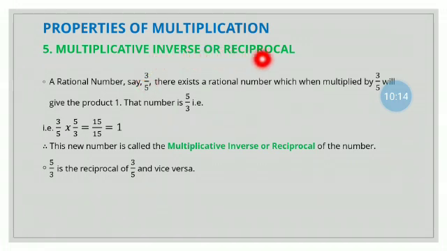Multiplicative inverse or reciprocal. For a rational number, say 3 upon 5, there exists a rational number which when multiplied by 3 upon 5 will give the product 1. That number is 5 upon 3. So what do we mean by reciprocal or multiplicative inverse? The reciprocal of 3 upon 5 is 5 upon 3. So when we multiply 3 upon 5 with 5 upon 3, we get 3 fives are 15 upon 5 into 3, that is also 15. So 15 upon 15, which equals 1. This number is called the multiplicative inverse or reciprocal of that number. So 5 upon 3 is the reciprocal of 3 upon 5 and vice versa.